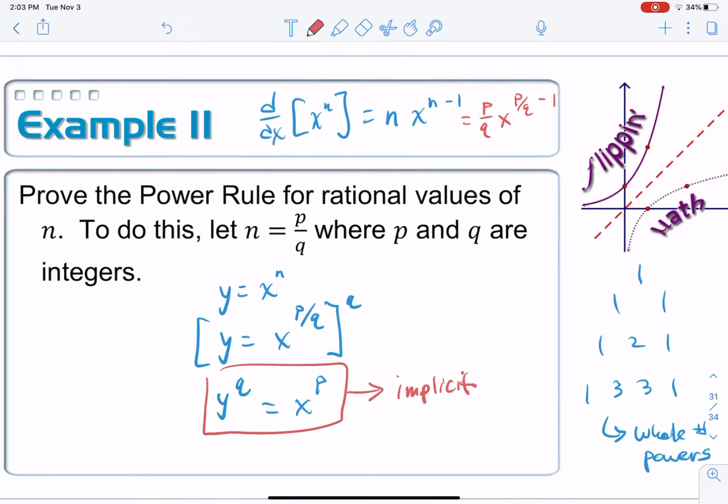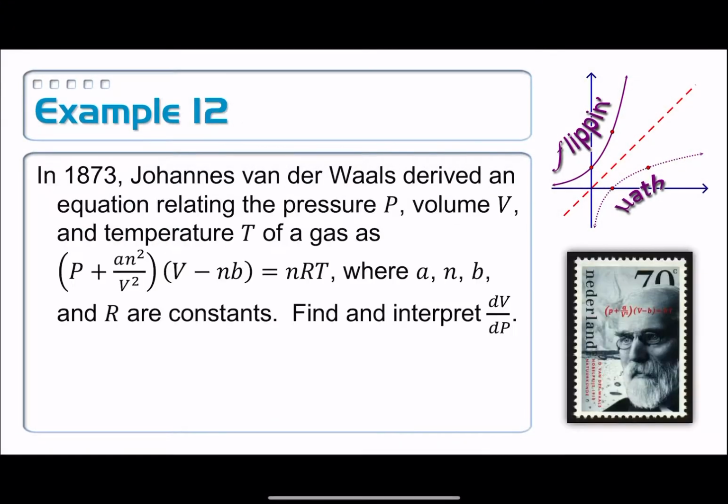All right, let's look at this last one, a sneak preview. In 1873, Johann van der Waals derived an equation relating the pressure P, volume V, and temperature T of a gas, where a, n, b, and R are constants. Find and interpret dV/dP. However, there's one extra variable in here, and that's T. For the purposes of this equation and taking its derivative, you will treat that like a constant, as if temperature is not changing.